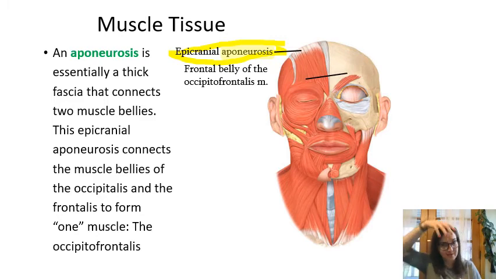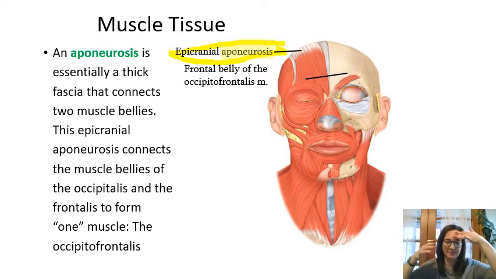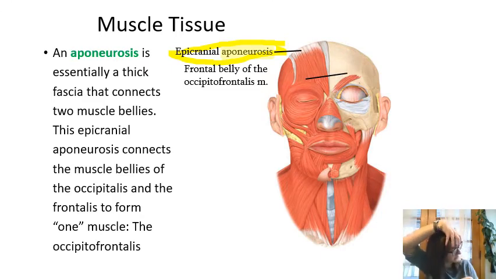Epicranial aponeurosis is a sheet of connective tissue that kind of wraps around the top of your skull. It's connecting two different muscles together. The first muscle it's connecting is the frontalis muscle. So frontalis is this muscle of your forehead. When you contract this one, it helps you raise your eyebrows. It's going to connect to that epicranial aponeurosis all the way to another muscle on the back of your head called the occipitalis. So it connects those two muscles together. Right, so that's an aponeurosis.